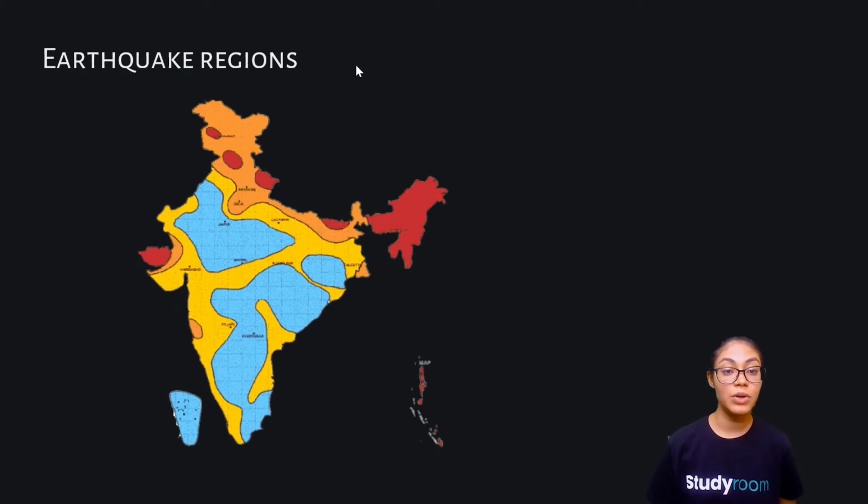Now, let's see the earthquake regions in India. The most earthquake prone regions are the parts of Kashmir, which are shown in red. Then the whole of the northeast region is an earthquake prone region. Then the Rann of Kutch, which is situated in Bhuj, right? And also there are some parts of Rajasthan which are earthquake prone regions in India.